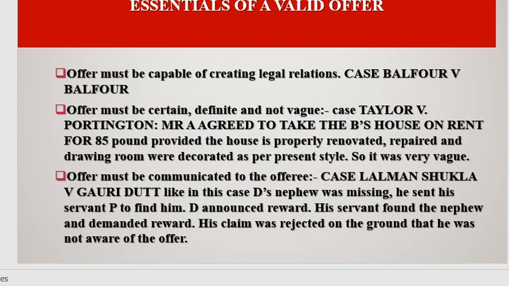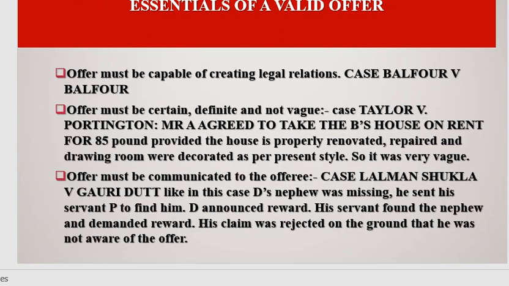An offer must be certain, it should not be vague. Like in the case of Taylor versus Portington, Mr. A offered to take the house on rent for £85 provided the house is properly renovated, repaired and the drawing room is decorated in present style. So it was vague. When you are making an offer, it should be certain, definite, it should not be unclear.